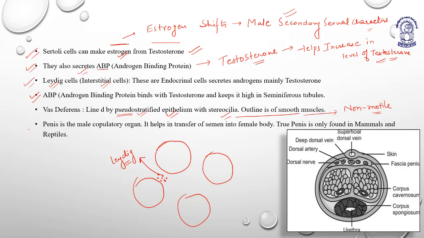Now the penis is the male copulatory organ. It is part of the external genitalia.